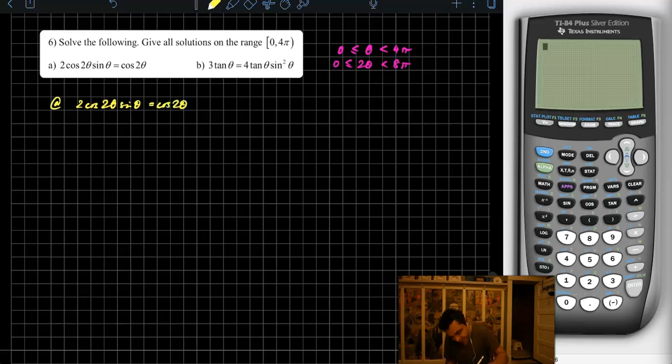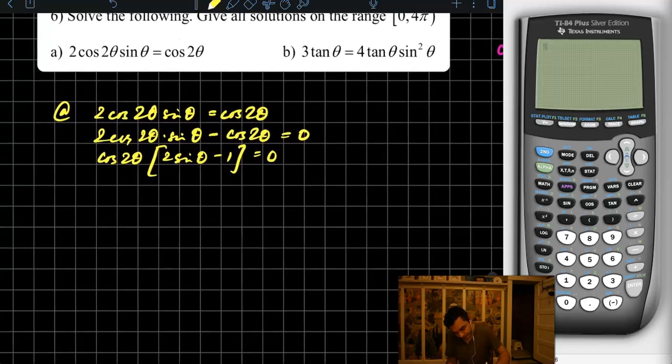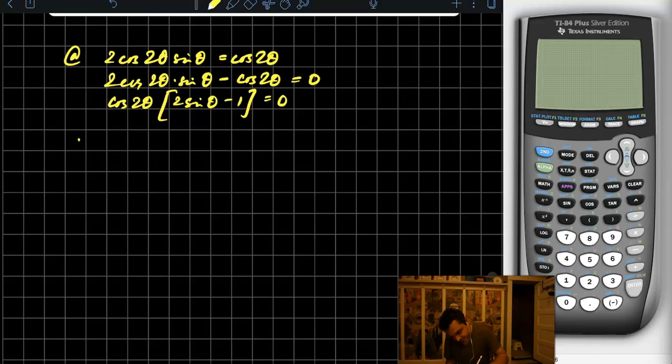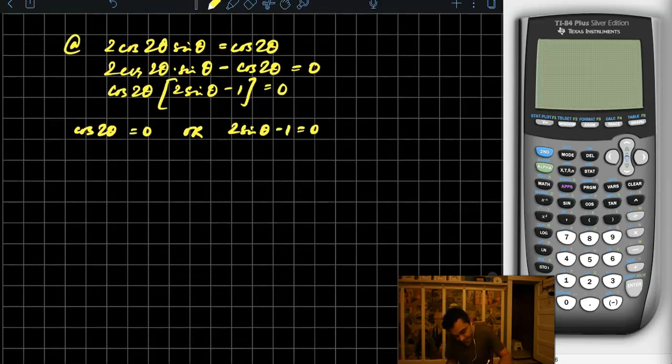Here it seems like we have a common factor, so I'm going to subtract it over to the same side and factor out a cosine 2 theta. So we'll have cosine 2 theta times 2 sine theta minus 1 equals 0. Using the zero product rule, I get 2 possibilities. Cosine 2 theta equals 0, or 2 sine theta minus 1 equals 0, which in this case means sine theta equals 1/2.